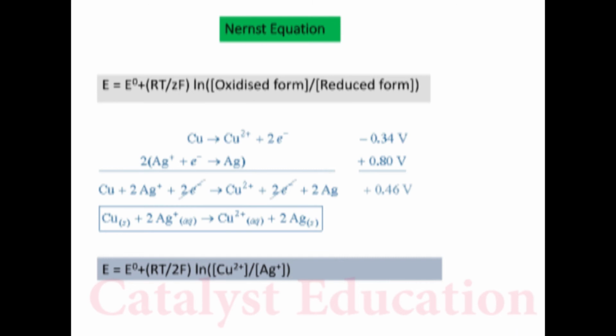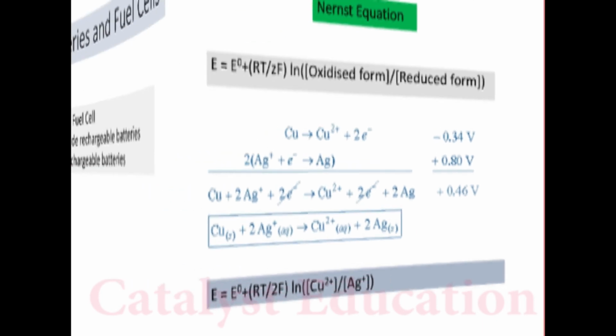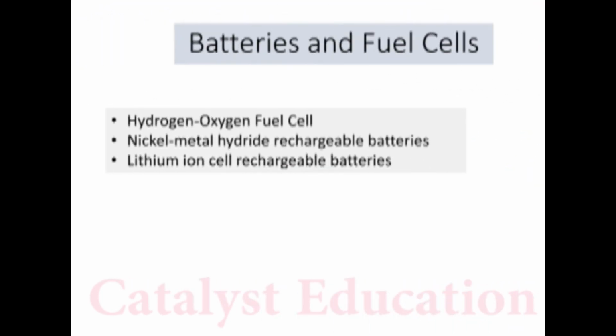Nernst equation for the specific redox reaction of copper and silver. Copper loses 2 electrons and silver gains 1 electron. To make the equation balance, we multiplied the silver by 2.